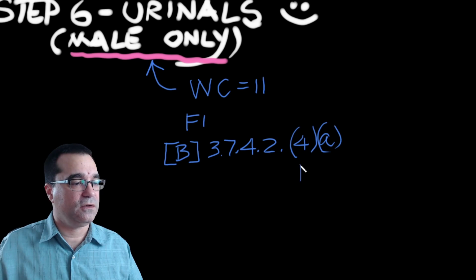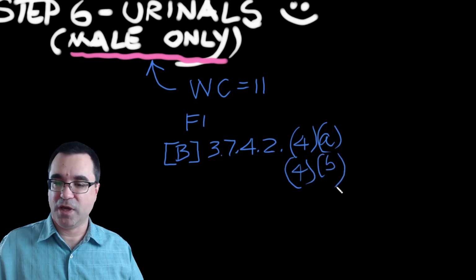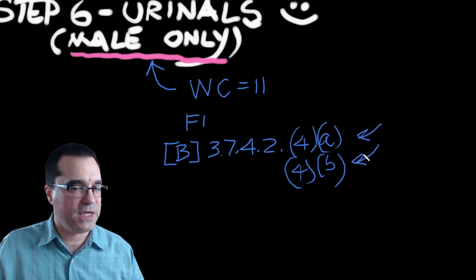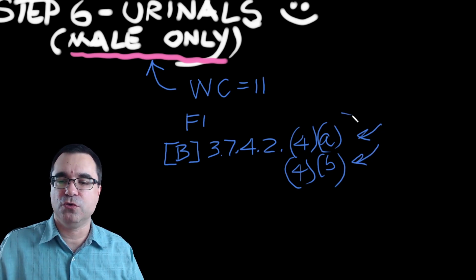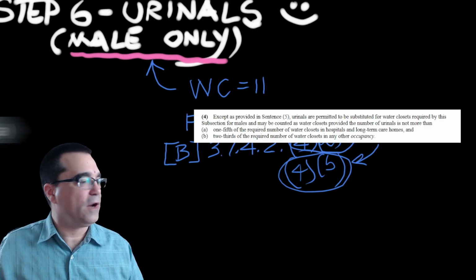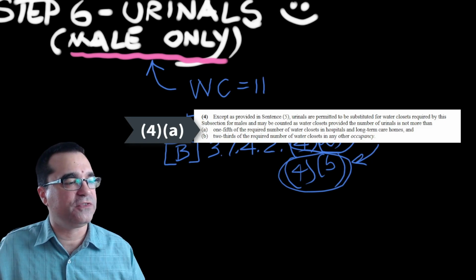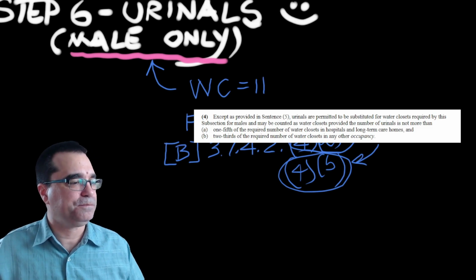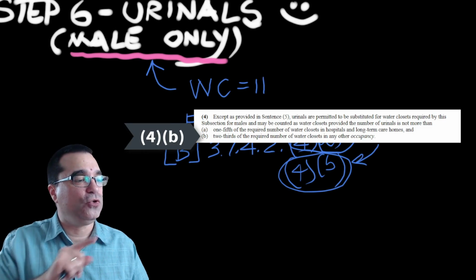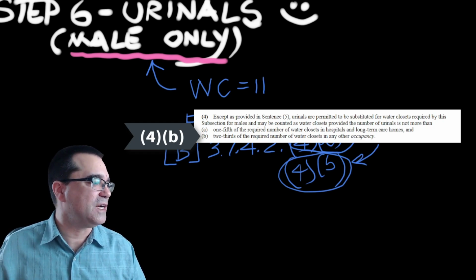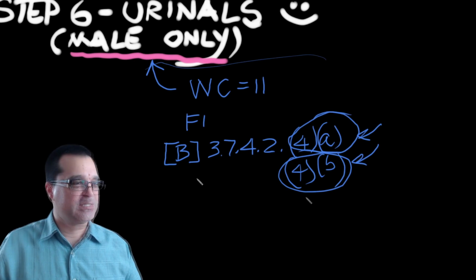4A, and 4B. What these two clauses say is that depending on the major occupancy of the space, you either use 4A or you use 4B. 4A says up to 1/5 of the required number of water closets in hospitals and long-term care homes. That's not it. We don't have that kind of major occupancy here. 4B says up to 2/3 of the required number of water closets in any other occupancy. So that's for us. The one we're looking for is 4B, right?